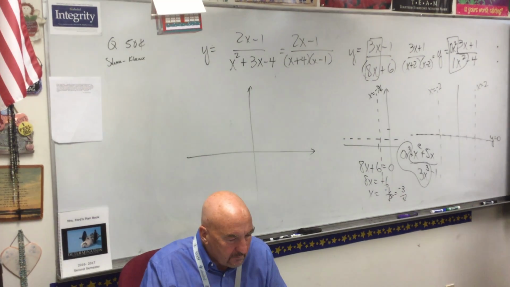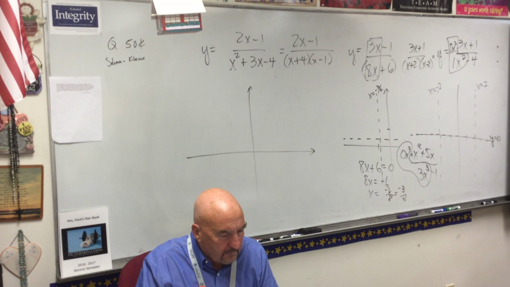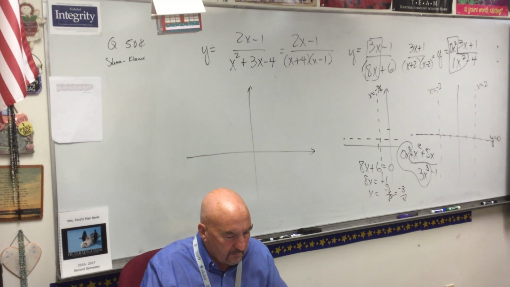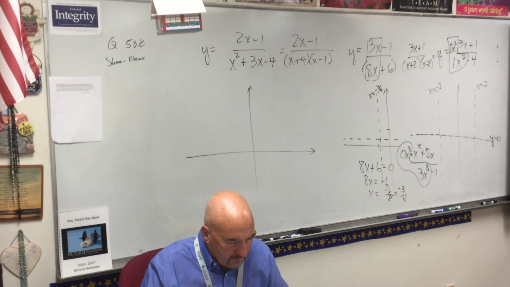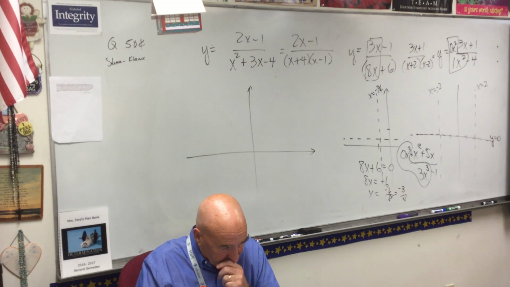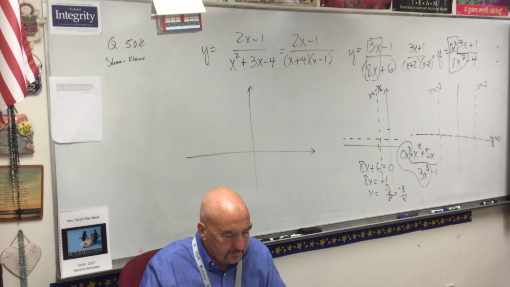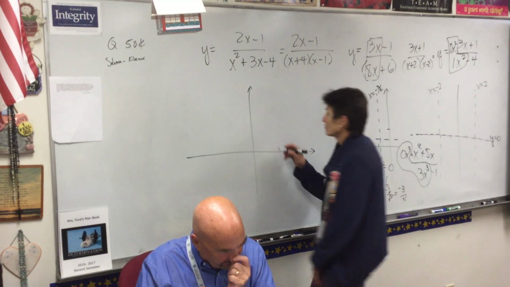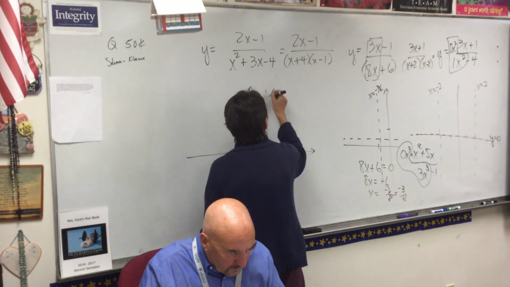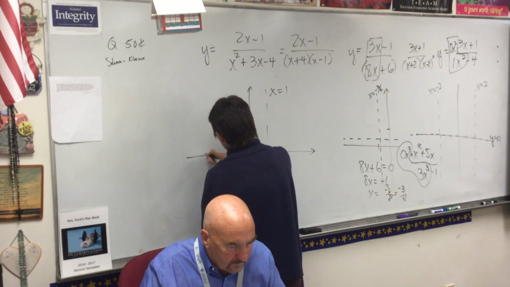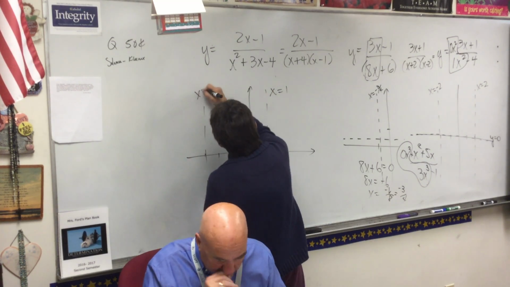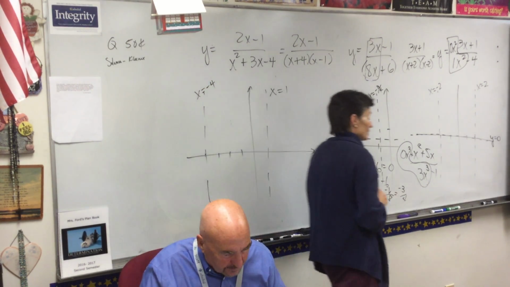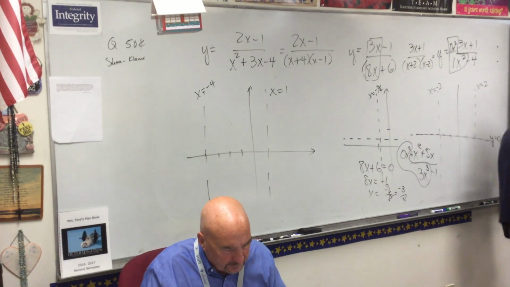Okay, guys, you gotta hang in here. This is tough stuff. It's only going to get harder, so you gotta really pay attention and get the foundation down. The first thing I'm going to do is factor the bottom. Hopefully that makes sense to you. That tells me that my vertical asymptotes are where? X equals 1 and x equals -4. Perfect. Verticals are done.